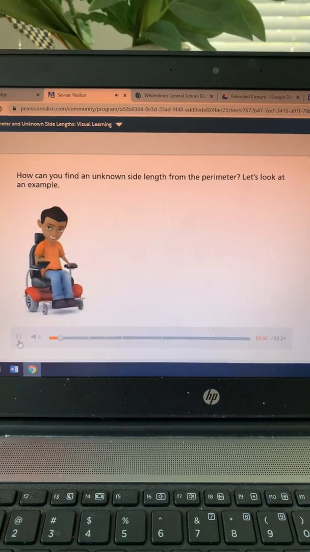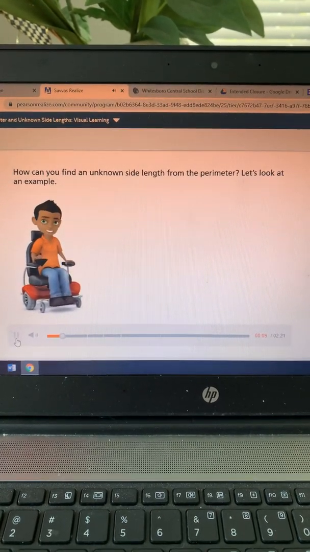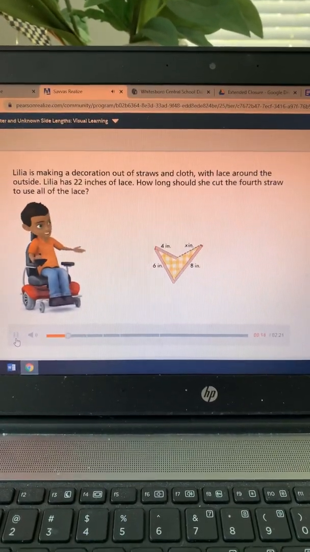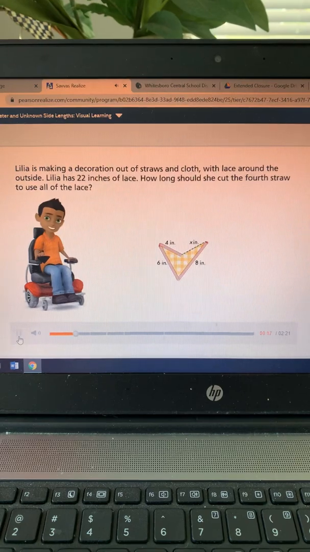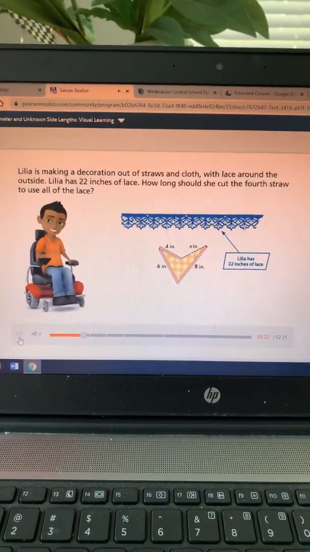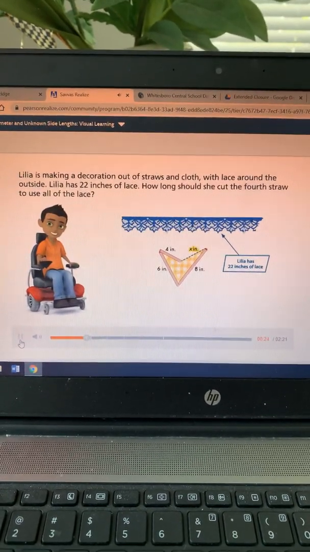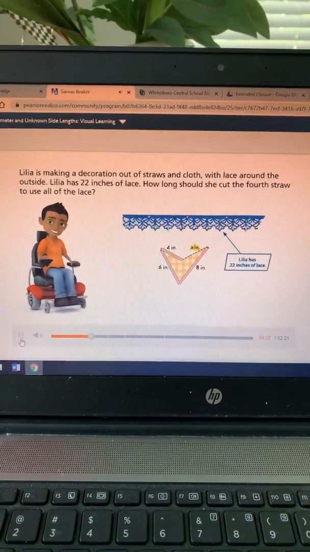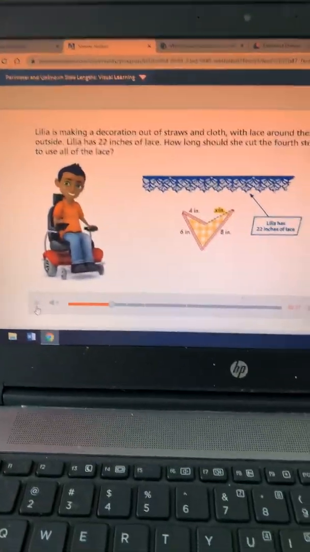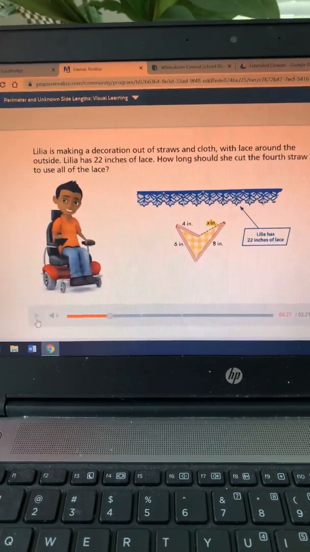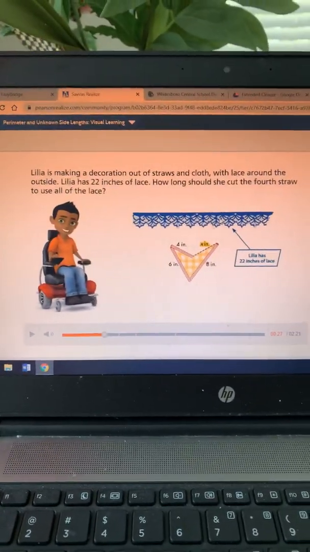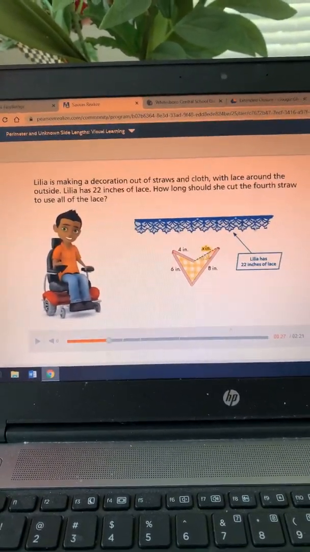How can you find an unknown side length from the perimeter? Let's look at an example. Lilia is making a decoration out of straws and cloth with lace around the outside. Lilia has 22 inches of lace. How long should she cut the fourth straw to use all of the lace? So we know the perimeter. They're telling us the perimeter is going to be 22 inches because she's going to use all of the lace. The side lengths we know are 4 inches, 6 inches, 4 inches, 6 inches, and 8 inches. We need to find this one.